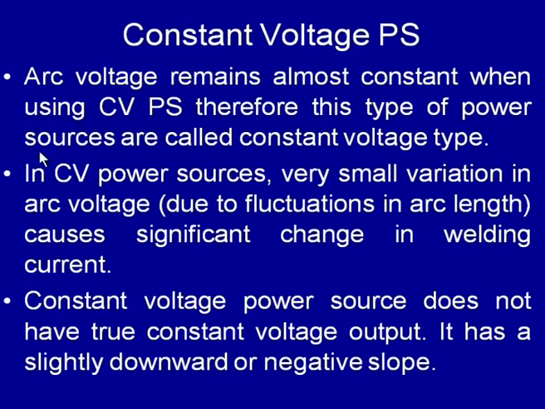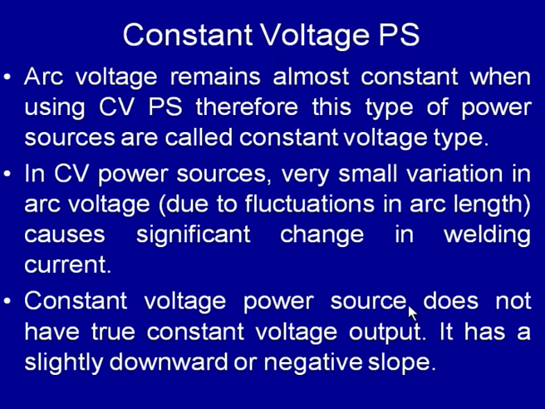In the earlier case, a large change in the arc voltage was causing a small change in the welding current, while in this case a small variation in the arc voltage causes a significant change in the welding current. This aspect is exploited to have a self-regulating arc, so that the arc length is maintained automatically during welding when using constant voltage power sources.